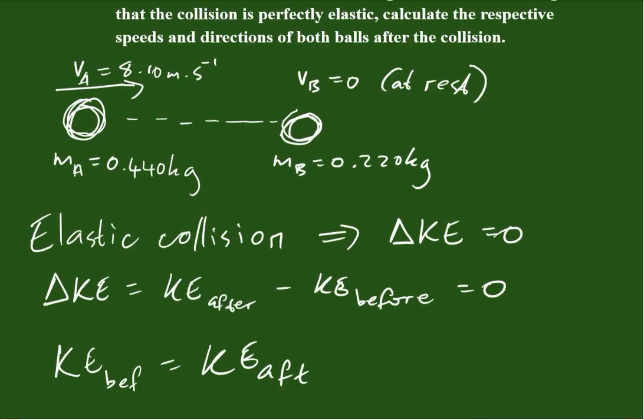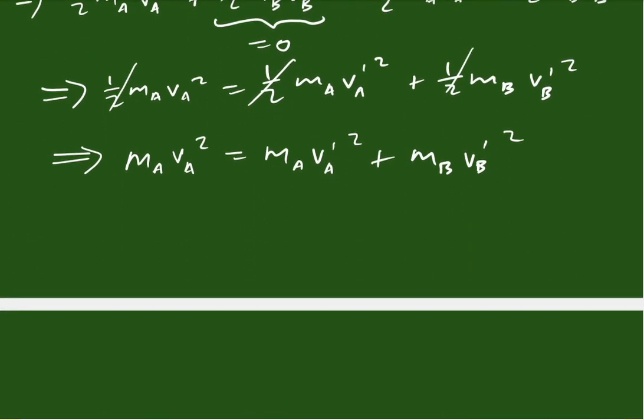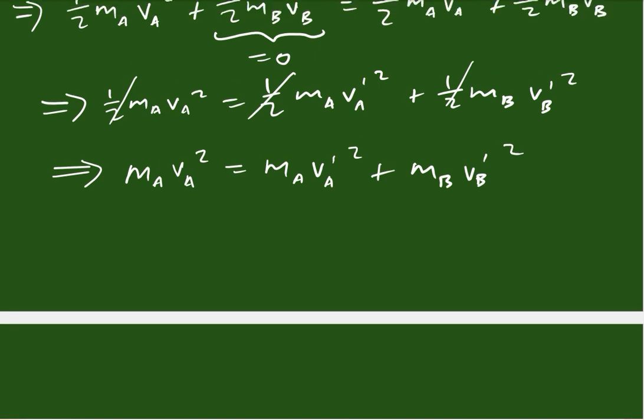But now we have two unknowns. We don't know what the velocity of ball A is afterwards, and we don't know what the velocity of ball B is afterwards. So let's try to isolate one of the unknown variables. We've got the two masses, and we know what VA is initially. We don't know what VA prime is, and we don't know what VB prime is. So let's try to get one of them by themselves. So let's go for VB.